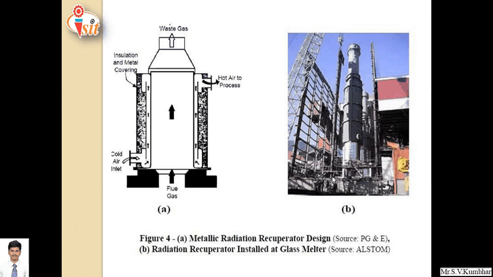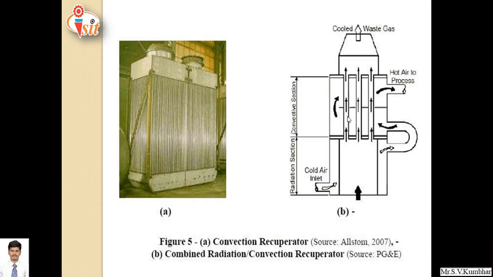Here a metallic radiation recuperator design is shown. Flue gas flows through this middle region. At the same time, cold air flows like this and hot air flows out from this region. This is an actual radiation recuperator installed at a glass melter. This is one more, a convection recuperator. Here a combined radiation and convection recuperator is used, and the hot air is used for the process.